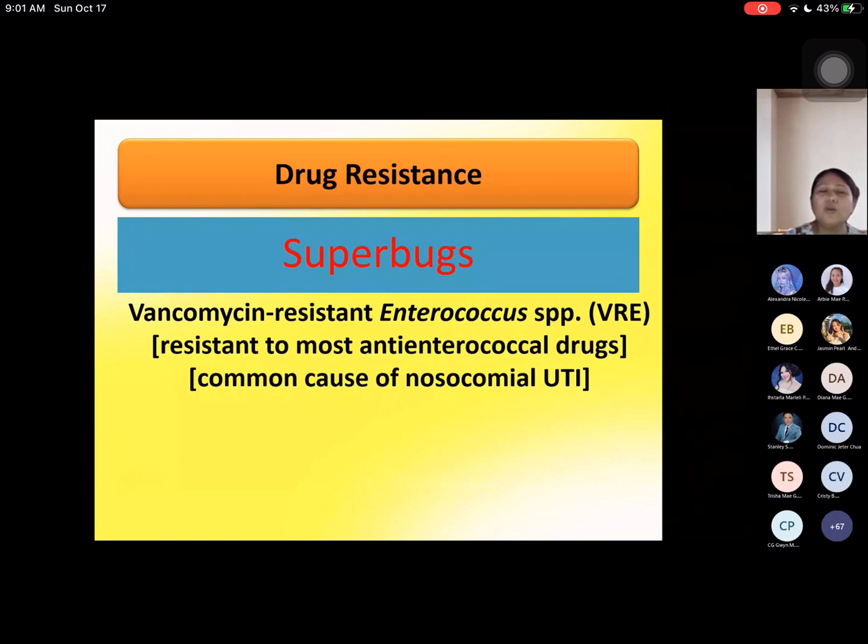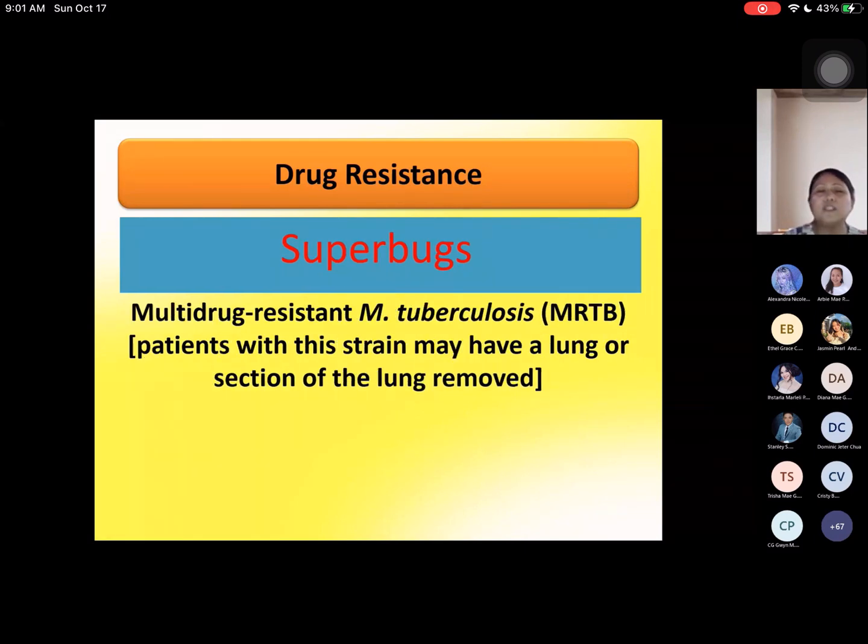So, vancomycin-resistant Enterococcus species or VRE, these are resistant to most anti-enterococcal drugs. A common cause of nosocomial infection or nosocomial urinary tract infection. The multi-drug resistant Mycobacterium tuberculosis, a patient with this strain may have a lung or section of the lung removed. So if the drugs are no longer effective, they may remove a part of the lung as an alternative treatment.